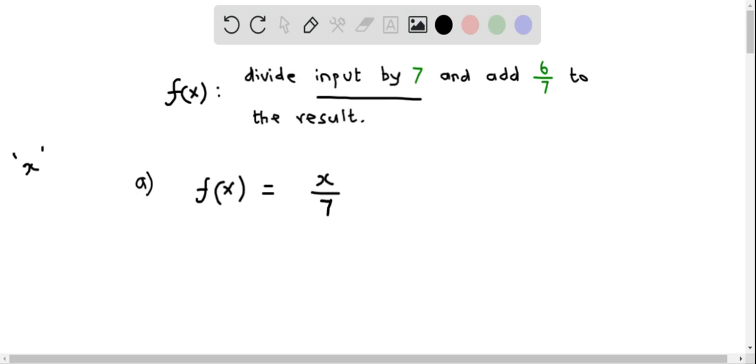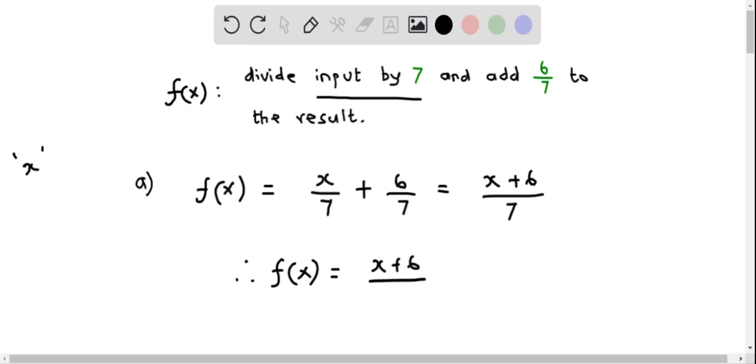So I write x by 7 and we have to add 6 by 7 to the result. So we add 6 by 7 to the result. So therefore this becomes x by 7 plus 6 by 7, which we can combine these two fractions as x plus 6 over 7. So therefore we say that the algebraic expression of f of x equals x plus 6 over 7.